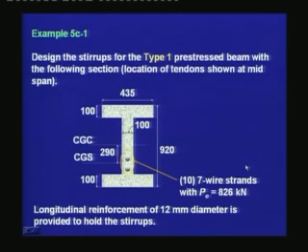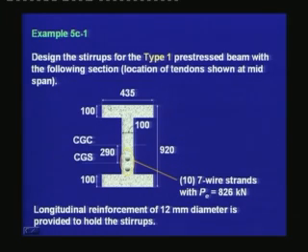Next, let us understand this design of stirrups through the help of an example. Design the stirrups for the type 1 prestressed beam with the following section. The location of tendons is shown at the midspan of the beam. This is a symmetric I section.